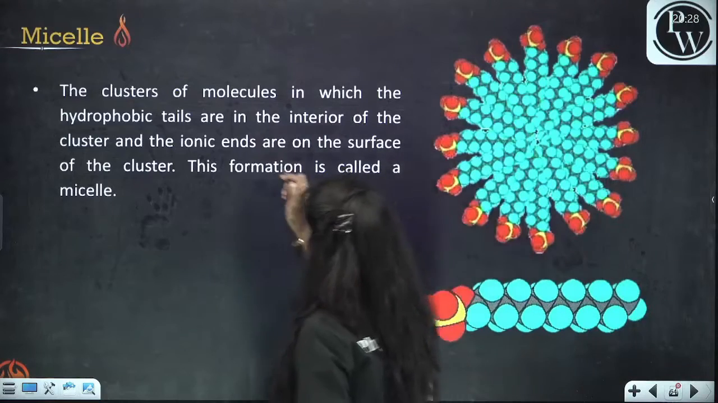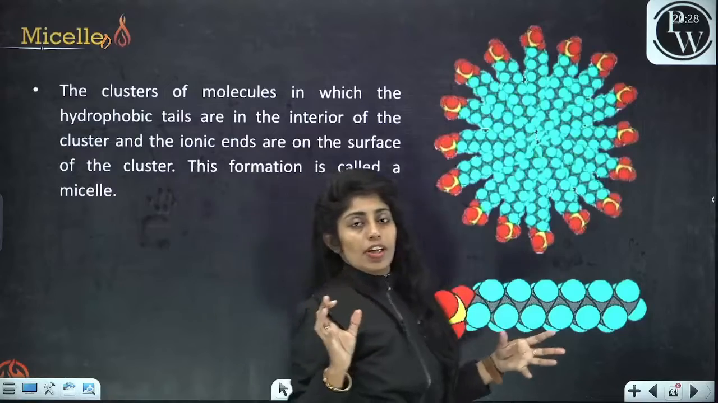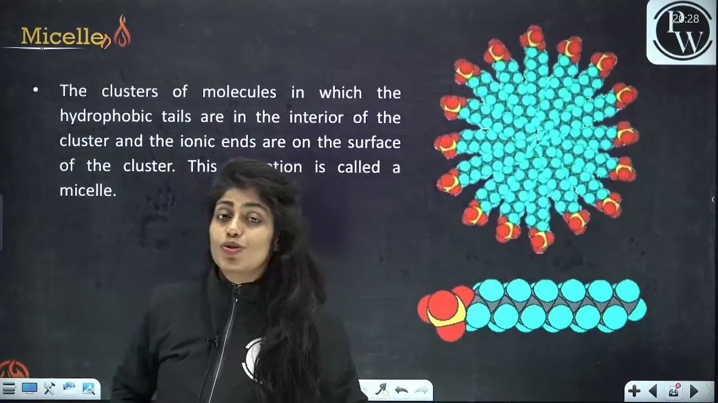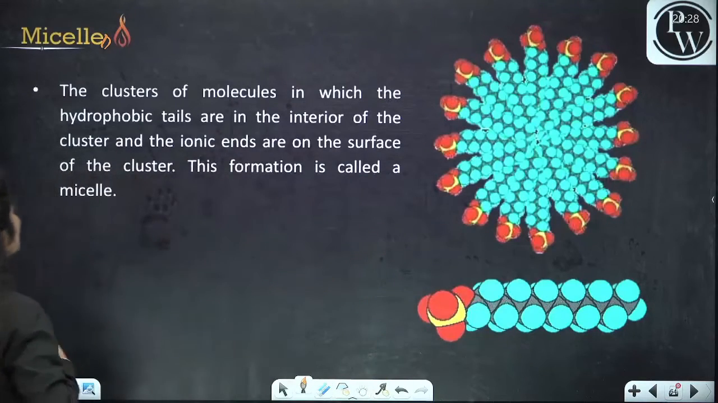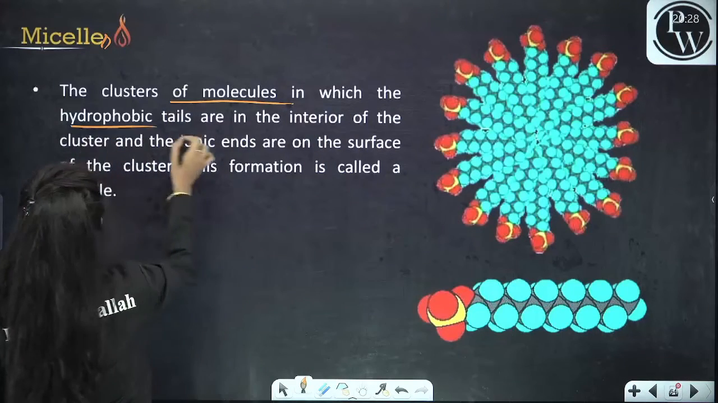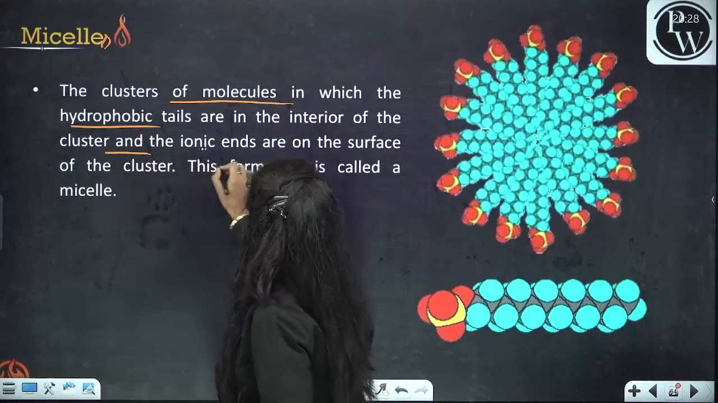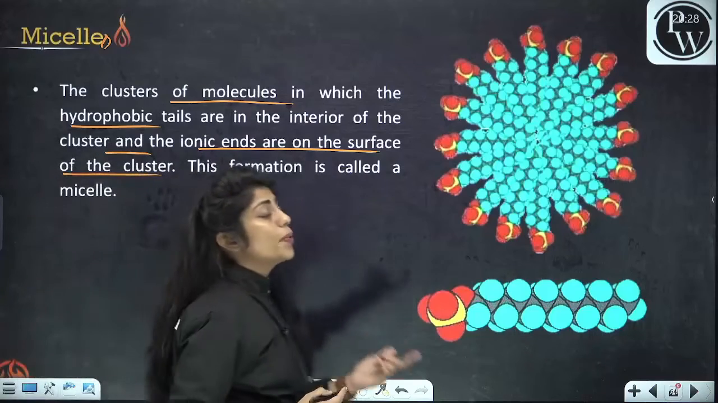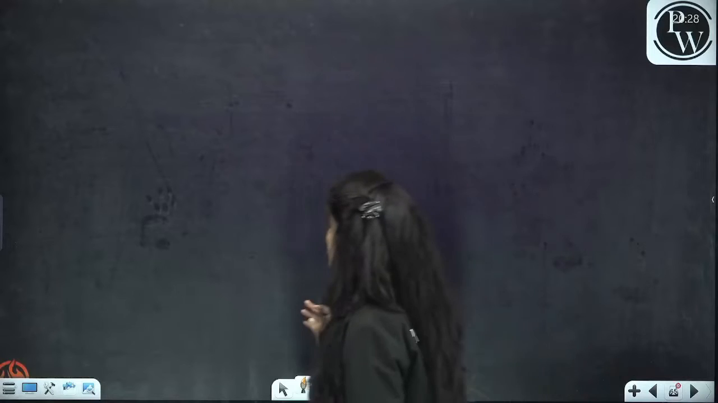That's your micelles. Micelles are nothing but your cluster. When you add soap into soft water, it will form a lather. So that is having a cluster, that we call micelles. The cluster of molecules in which hydrophobic tails are in the interior of the cluster and ionic ends are at the surface of the cluster, this formation is known as what? Micelle. Now, what is this? Hydrophilic. What is this? Hydrophobic.